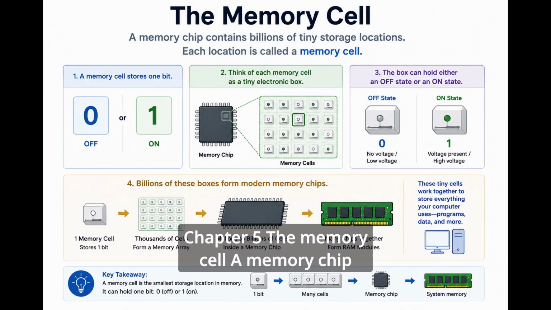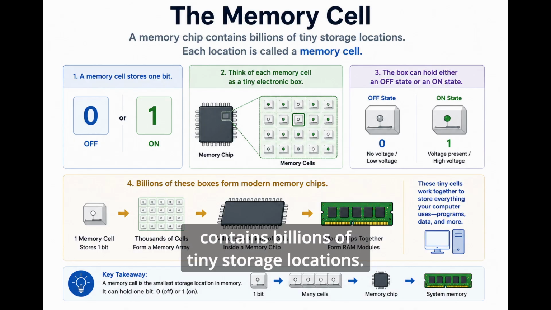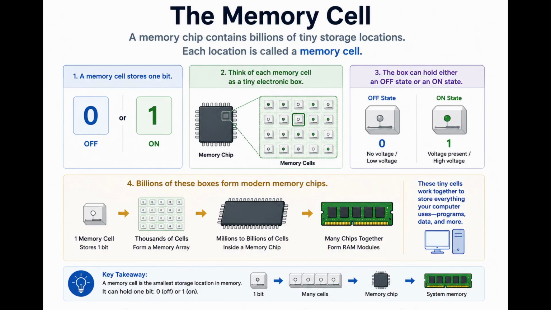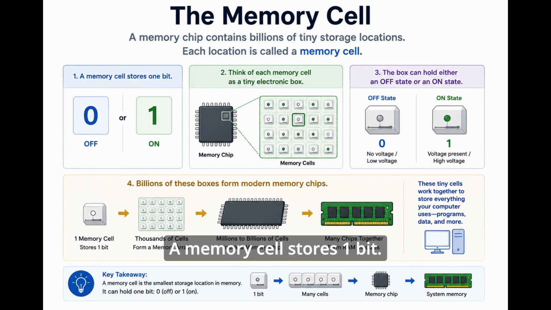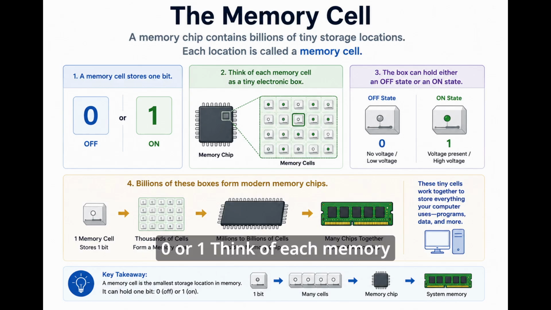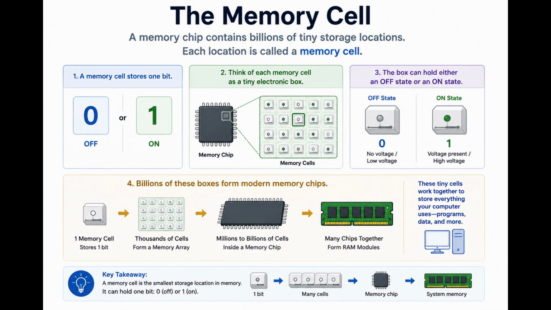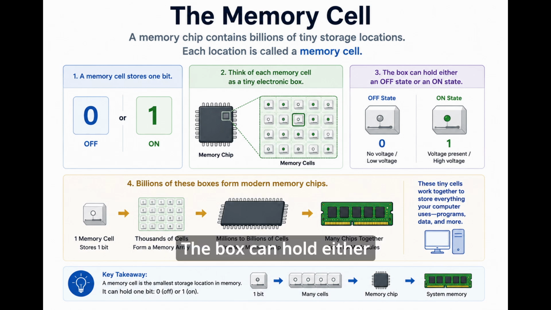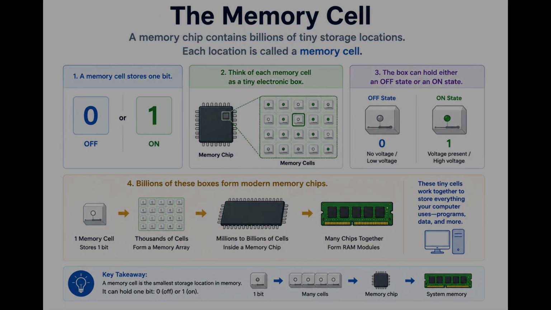Chapter 5 The memory cell. A memory chip contains billions of tiny storage locations. Each location is called a memory cell. A memory cell stores 1 bit. 0. Or 1. Think of each memory cell as a tiny electronic box. The box can hold either an OFF state or an ON state. Billions of these boxes form modern memory chips.